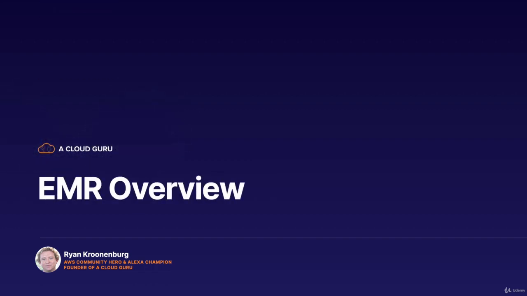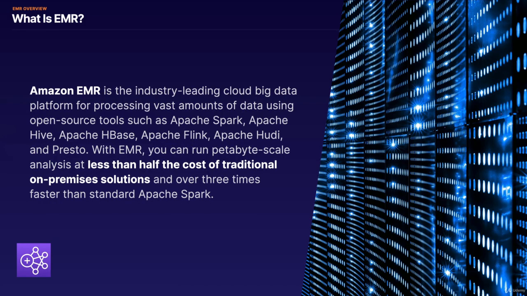In this lecture we're going to look at EMR, or Elastic MapReduce. This is the industry-leading cloud big data platform for processing vast amounts of data using open source tools such as Apache Spark, Apache Hive, Apache HBase, Apache Flink, Apache Hudi, and Presto. With EMR, you can run petabyte scale analysis at less than half the cost of traditional on-premise solutions and at over 3 times faster than standard Apache Spark. So EMR is a solution for big data that's hosted within AWS.